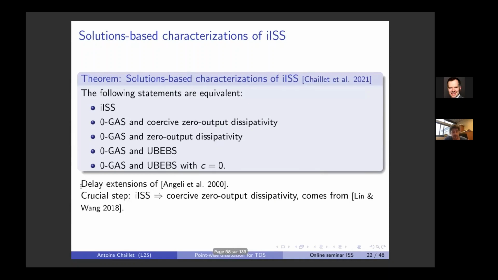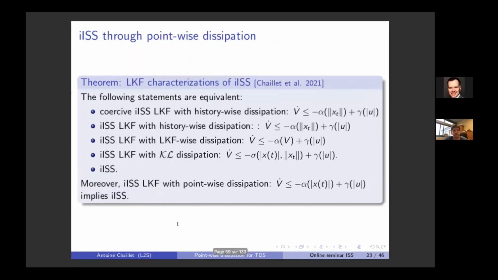And I want to mention that the crucial step of showing that integral ISS implies coercive zero output dissipativity, so this is essentially a converse result, comes from a result by Lin and Wang in 2018. Okay, so now that I have this solutions-based characterization and a characterization of zero GAS, I can present the main result of this section, which is several characterizations of integral ISS.